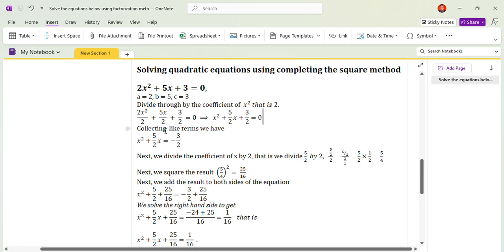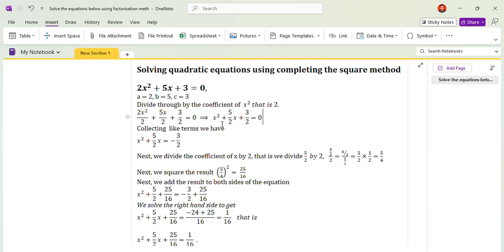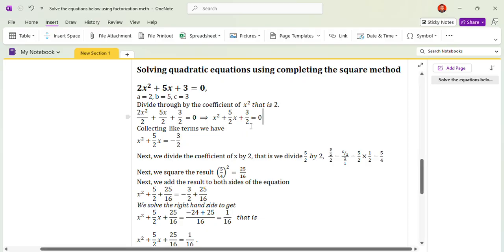Now after that, we collect like terms. Collecting like terms means all the terms that have x will be on the left hand side, and the term that does not have x will be on the right hand side. That means we move this 3 over 2 to the right hand side. So we have x squared plus 5 over 2x equals minus 3 over 2, because it was initially plus here, so it becomes minus.